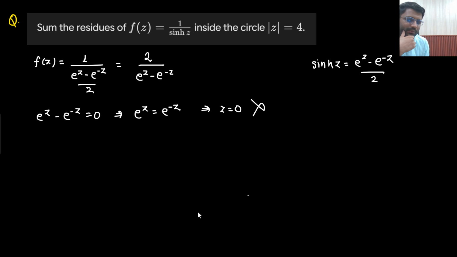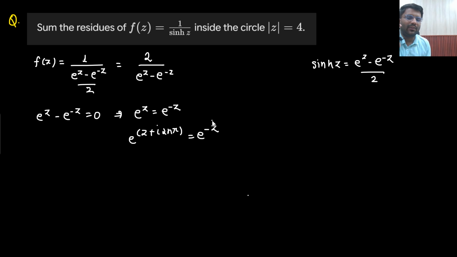Is that correct? No. Why is that so? Other points will also be possible, no? Because exponential is periodic with iota 2 pi. That means in place of z, what can I put? Iota 2n pi. Right? In place of z, I can put iota 2n pi, which would be equal to e to the power minus z.